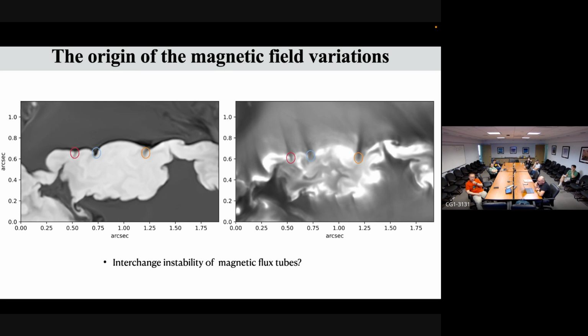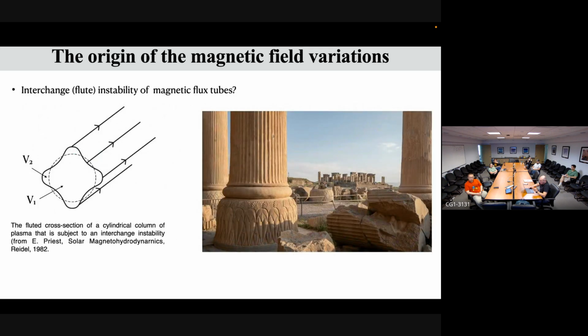One possible mechanism that produces these corrugated magnetic surfaces could be interchange instability. Okay, a very famous MHD instability that has been used to explain many things in the solar photosphere, like, for example, fragmentation of small-scale photospheric magnetic concentrations, stability of sunspots, and so on. Let me remind you what interchange instability is.